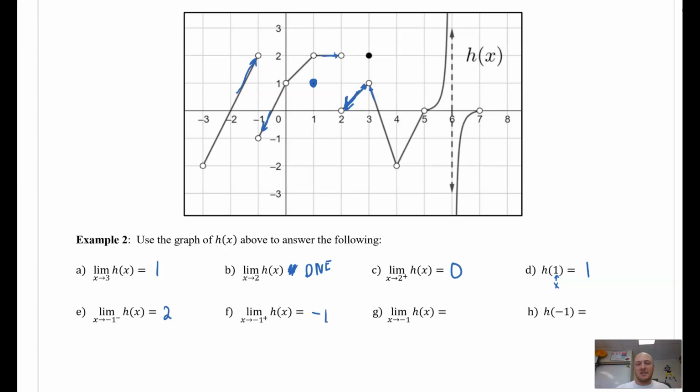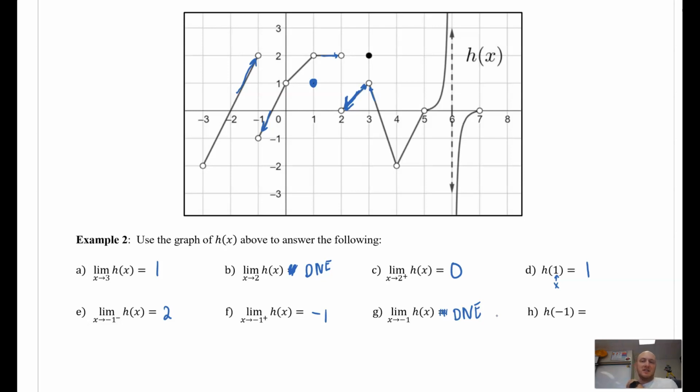Okay, and then now it says, well, what's the limit of h of x as x approaches negative 1? Well, they're not equal, so this limit does not exist. D and E.